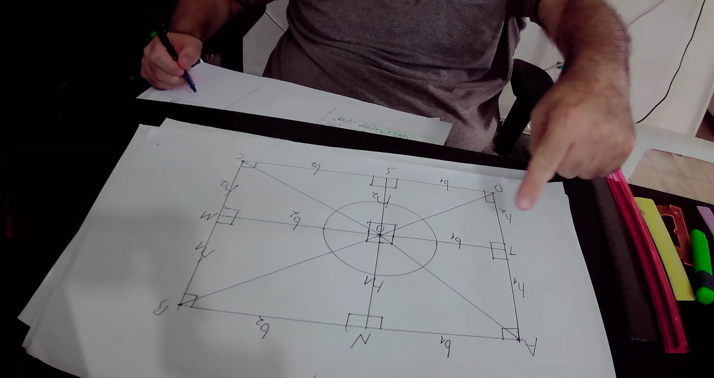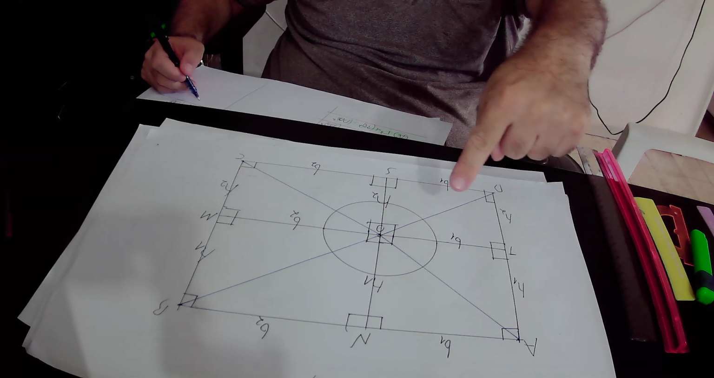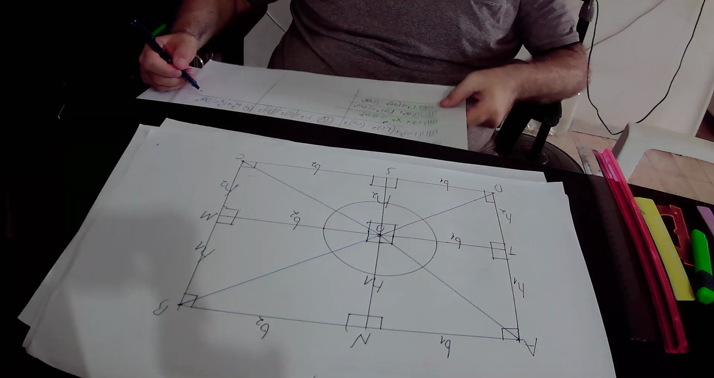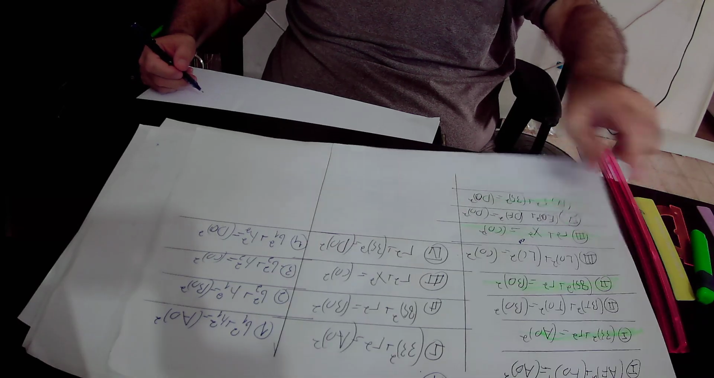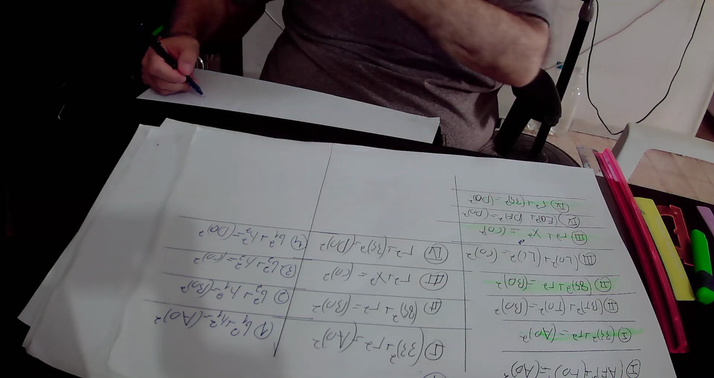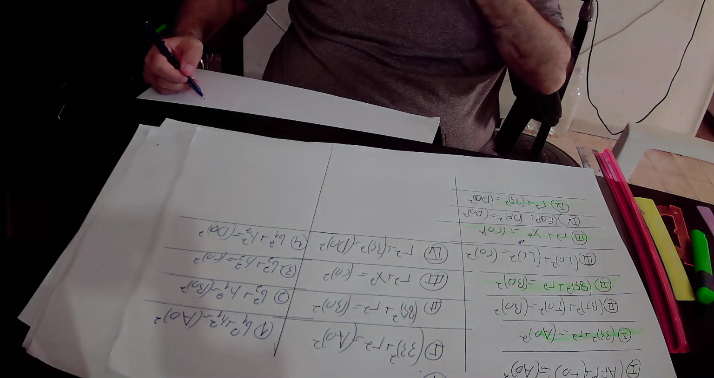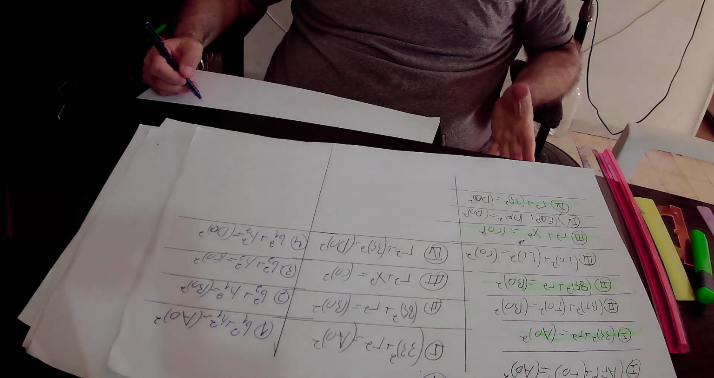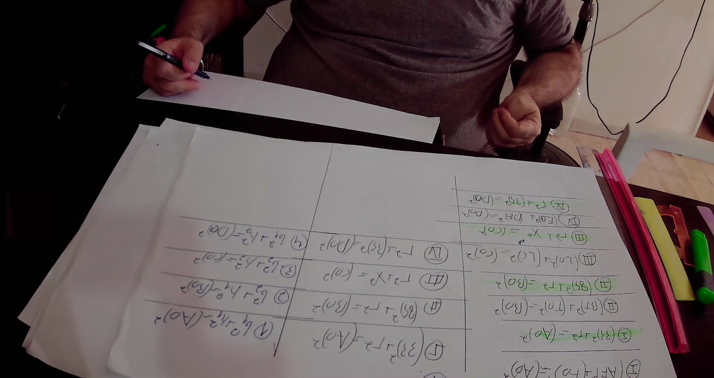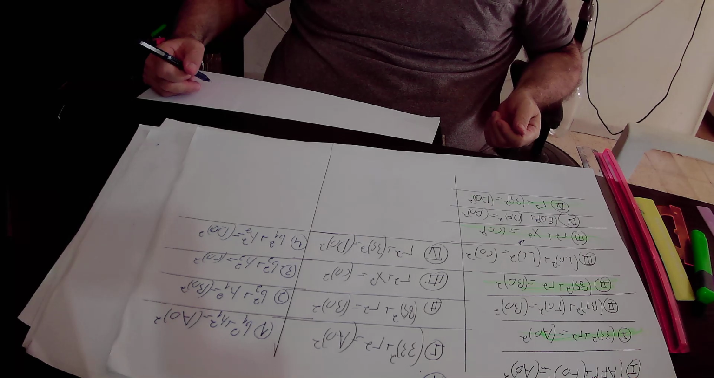Repeat again, in the right triangle TOD, according to the Pythagoras theorem, we get that B1 square plus H2 square equals DO square. Okay, so we have here 8 equations.